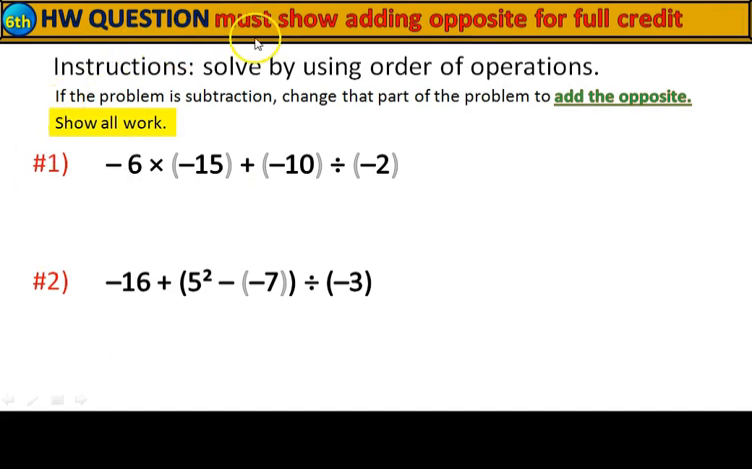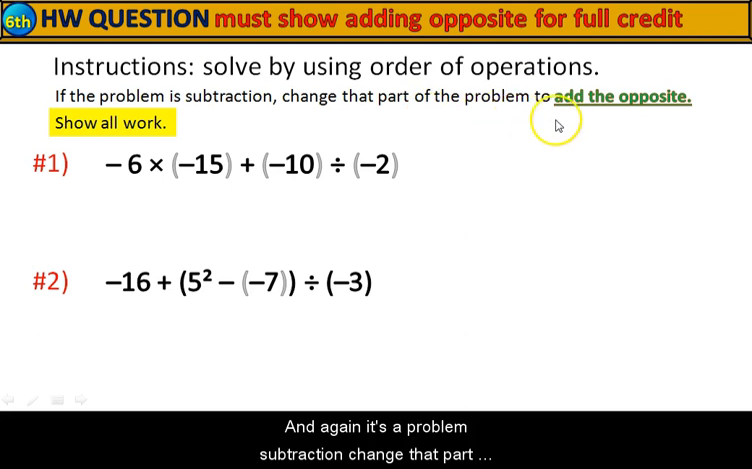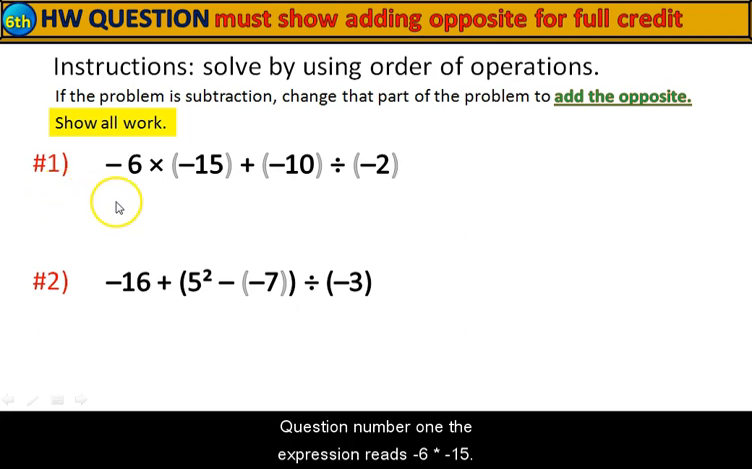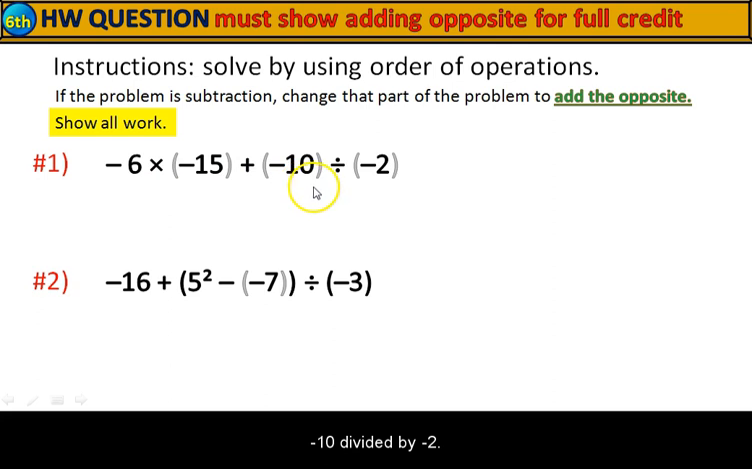Homework questions. You must show adding the opposite for full credit. The instructions are to solve by using the order of operations. And again, if the problem is subtraction, change that part of the problem to add the opposite and show all work. So question number 1, the expression reads negative 6 times negative 15 plus negative 10 divided by negative 2.